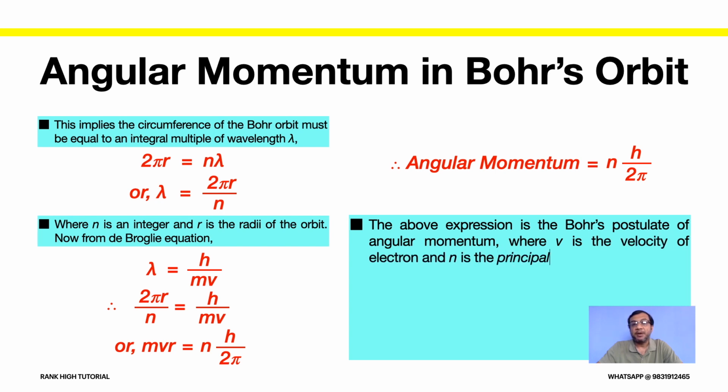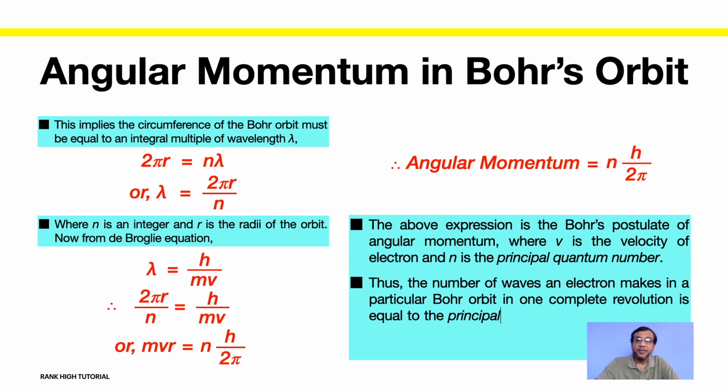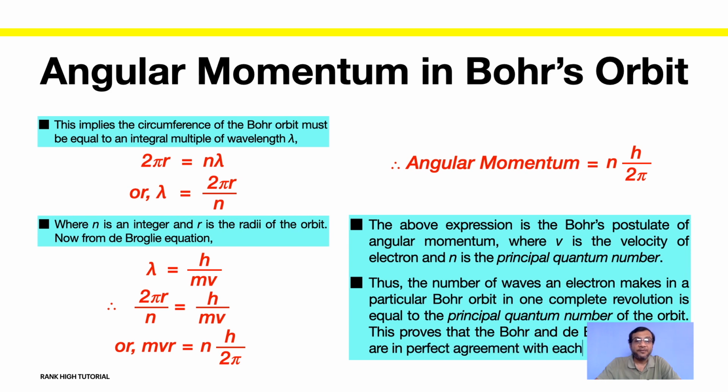Thus, the number of waves an electron makes in a particular Bohr orbit in one complete revolution is equal to the principal quantum number of the orbit. This proves that the Bohr and the de Broglie concepts are in perfect agreement with each other.